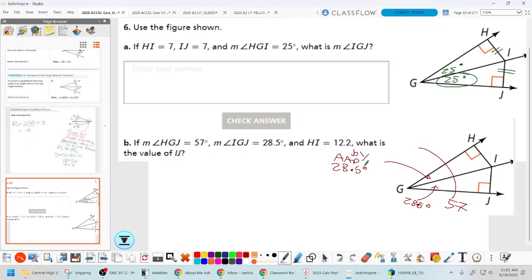Okay, so what did that just tell us? In a roundabout way, what do we know about this GI in this problem? It is an angle bisector. So now what do we know about, we were told HI is 12.2. What do we know about JI? 12.2. So it's cool because we don't have to do any calculating as long as we know theorems sometimes, as long as we know the condition of the theorems. Okay?